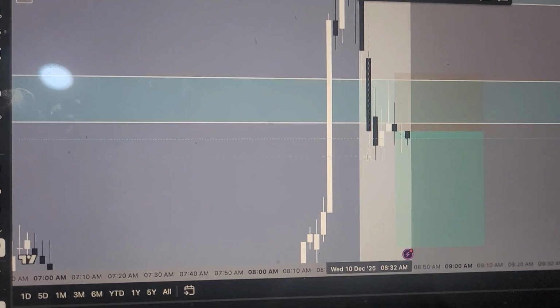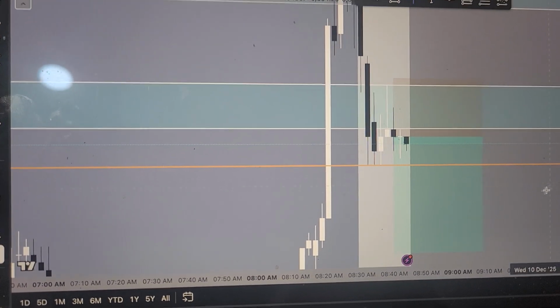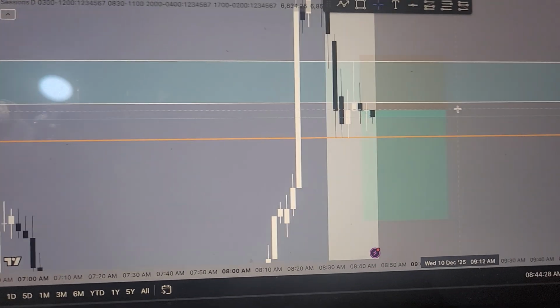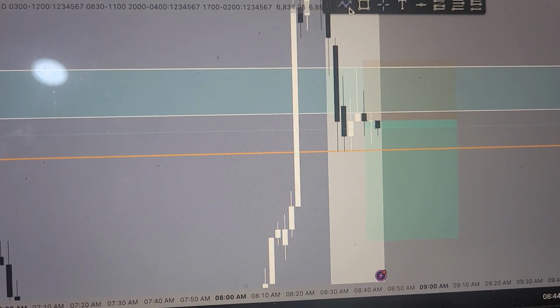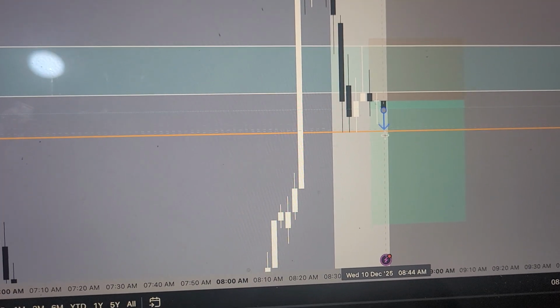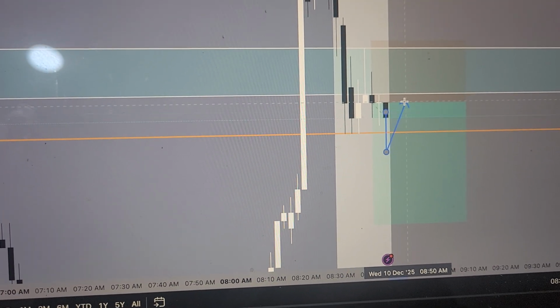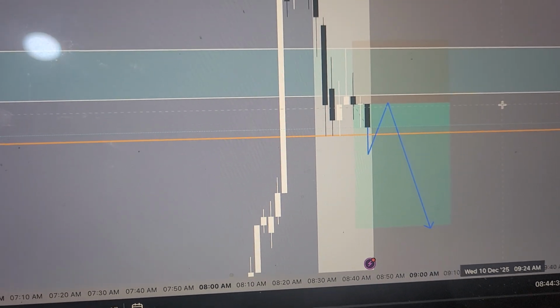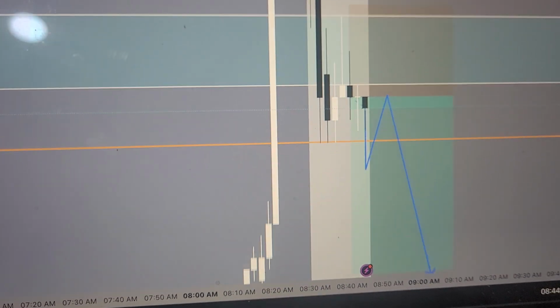If we get a break below this low, I'd love to see price break out of this, come down, then tap into this area to potentially continue going down. So that's what I'm looking for. If we get a break on this candle, I'll start setting my zone up. So I'll let you know.